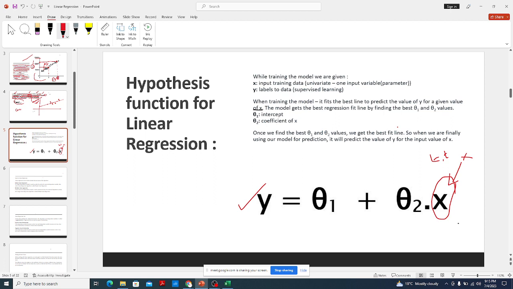Okay, and then you now use the 20% of your data or images to test the model. So let's go through that, the hypothesis function for linear regression. While training the model, we are given the X input, which is the training data. And in this training data, I've said we can divide it into two, that is training and testing data.